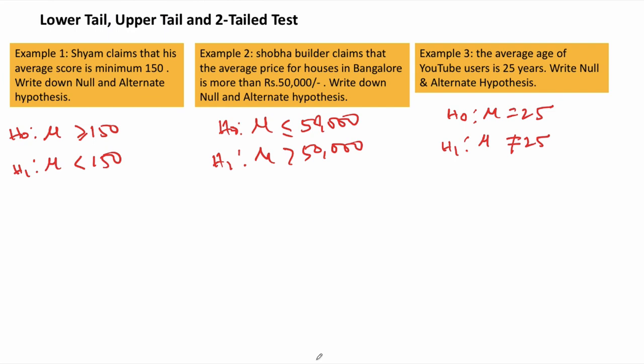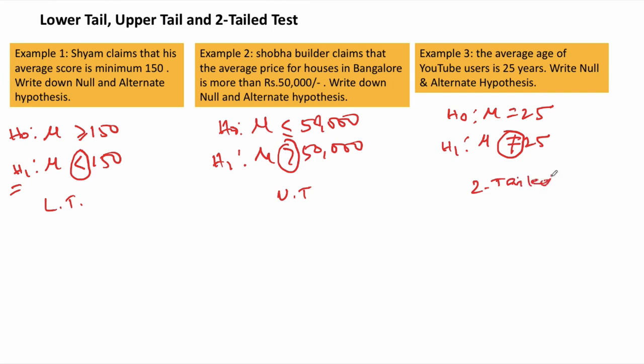Now which one will be the lower tail test, which one will be the upper tail test, and which one will be the two tail test. In this case we will see the alternate hypothesis and look at the sign: less than sign, or greater than sign, or not equal to sign. Now in alternate hypothesis H1, this sign gives us the hint of what kind of tail test we should do. That means in this case it is less than sign, so it is a lower tail test. If it is more than sign, I will say upper tail test, and if it is not equal to, I will say two tailed test.